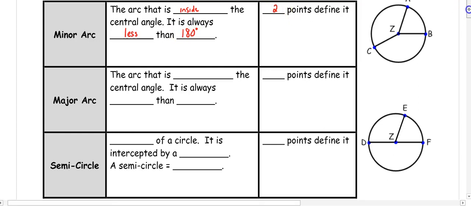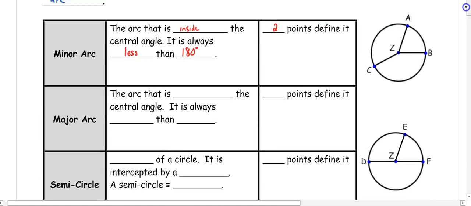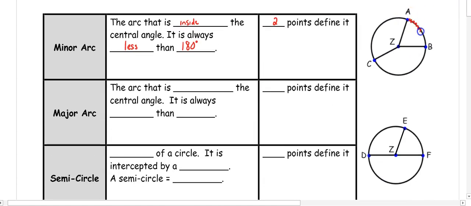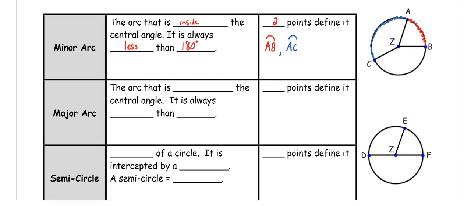In this picture of the circle here, there's actually three arcs. There's arc AB, that has two letters. There's arc AC, again, two letters. And there's also arc CB. All of those are less than 180 degrees, so they are all named with two letters.